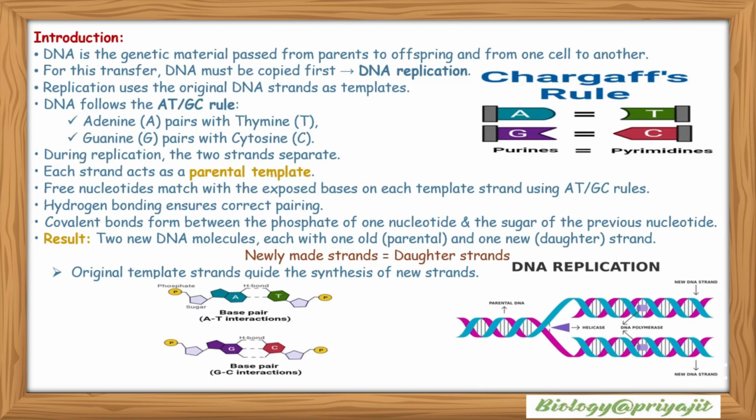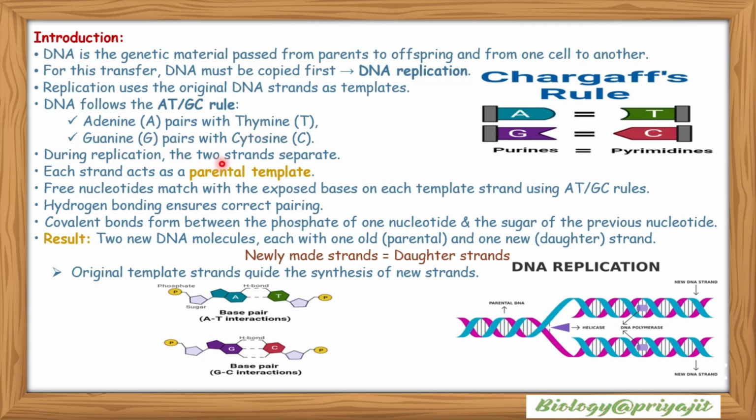Introduction. We know that DNA is the genetic material passed from parents to offspring and from one cell to another cell. For this transfer, the DNA molecule must be copied first, and it needs the process of DNA replication. Replication uses the original DNA strands as templates, and DNA follows Chargaff's rule, that is the ATGC rule. Adenine always pairs with thymine and guanine always pairs with cytosine.